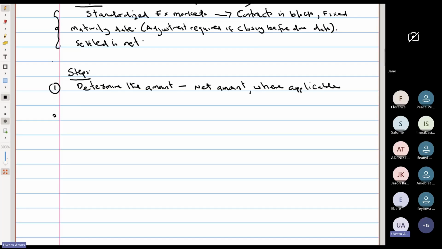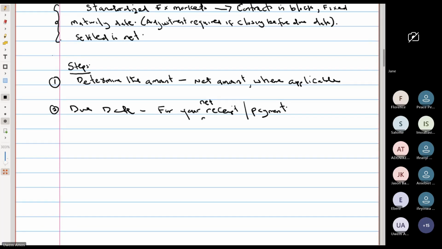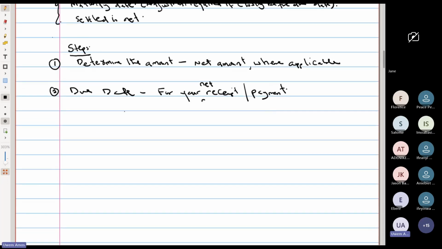Second thing you need to do is to determine the due date. The due date for your receipt. So let's call it net receipt, just in case you're netting off. So for your net receipt or payment. The third thing you need to do once you've done that is to determine the futures date. So what futures are you buying?